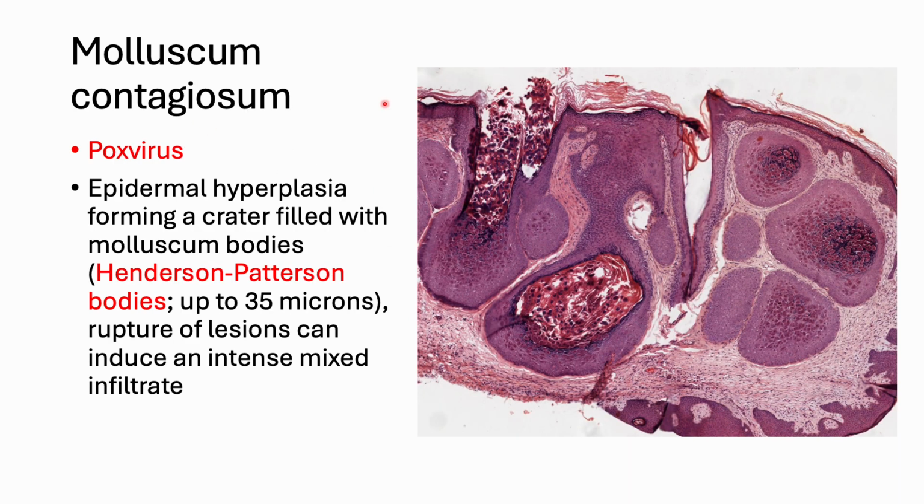Now, let's move on to some cute viral infections. The first one is molluscum contagiosum. And remember a few things, including that it is in the family of the pox virus. And what is the name of those bodies? They are called Henderson-Patterson bodies or molluscum bodies. I think that should be enough to make the diagnosis as well as deal with your exam.